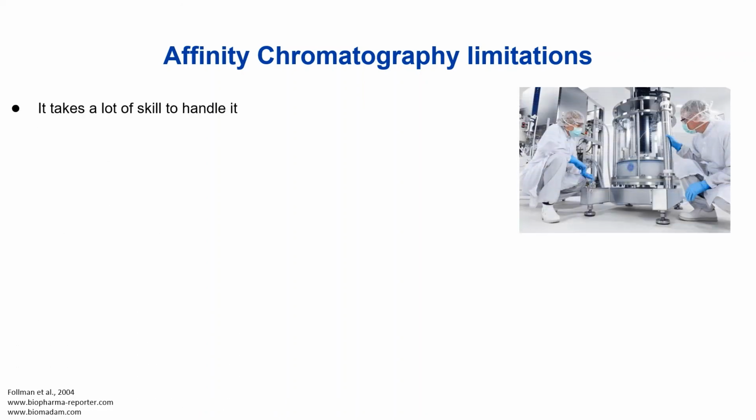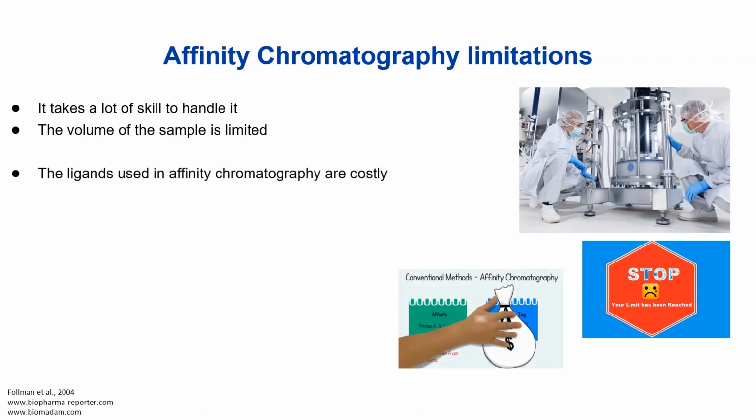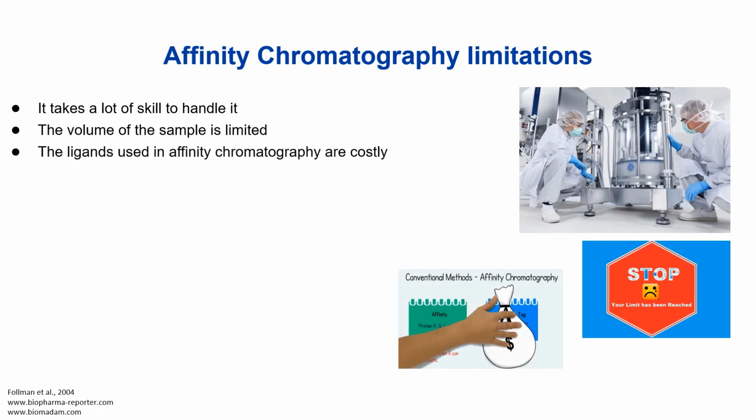Despite all the benefits of affinity chromatography techniques, there are some limitations too. First, it takes a lot of skill to handle. Affinity chromatography requires good technical skills to perform effectively and sometimes can be tedious and time-consuming, especially in the case of large-scale samples. The second limitation relates to the sample volume, which directly depends on the binding capacity of the column. Also, the ligands used in affinity chromatography are costly. Overall, the demand for specific ligands makes the process an expensive technique.